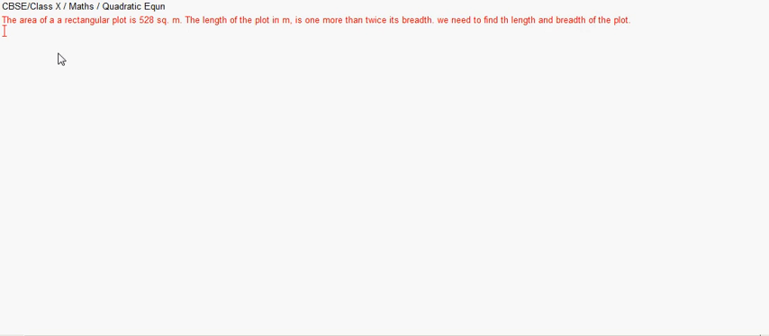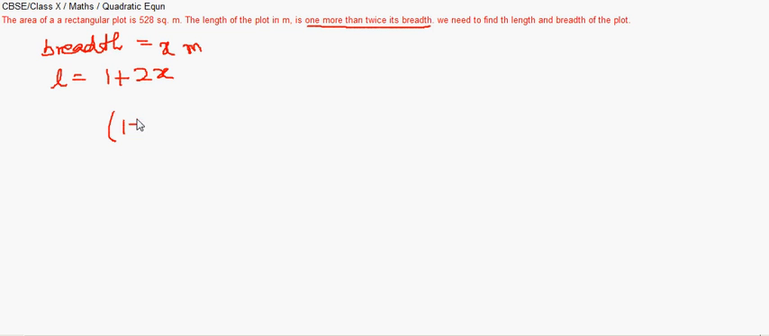We have to assume one variable first. It is given, the length is given in terms of breadth, so let us assume breadth to be x meters. So length is 1 more than twice its breadth. Now how do we find the area of a rectangle? We find it by length into breadth. So it is 1 plus 2x into x.